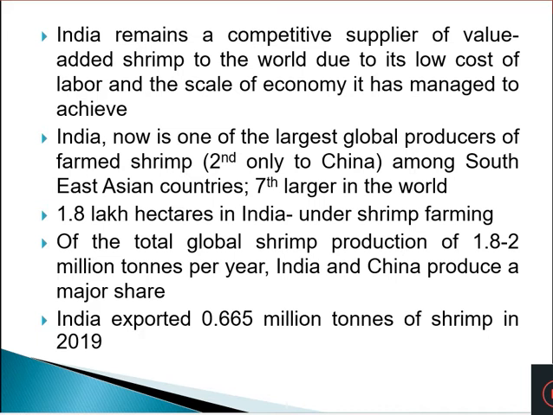In the world, Southeast Asian countries stand first in world shrimp production, and of them India stands second only to China. Taking the global scenario, India is the 7th largest producer of shrimp in the world, and in India around 1.8 lakh hectares are under shrimp farming. Of the total global shrimp production of 1.8 to 2 million tons per year, India and China produce a major share. As an example, in 2019 India exported around 0.665 million tons of shrimp.